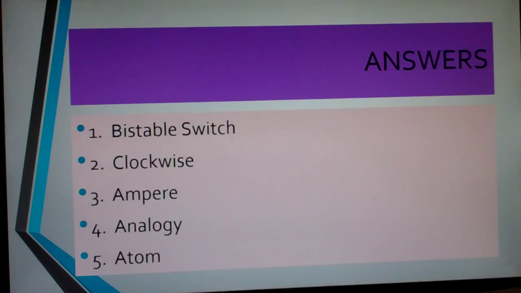Answers. Number 1 is bistable switch. Number 2 is clockwise. Number 3 is ampere. Number 4 is analogy. Number 5 is atom.